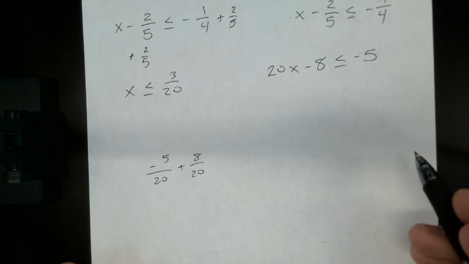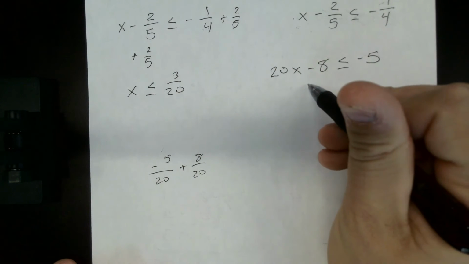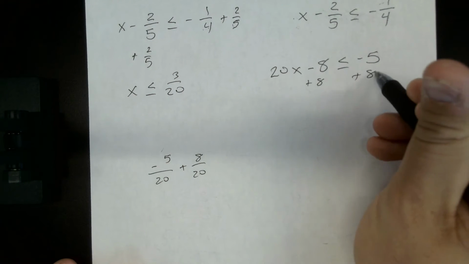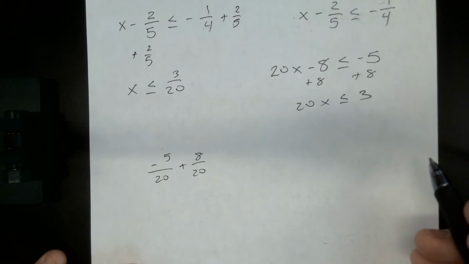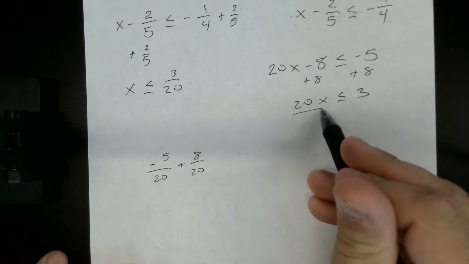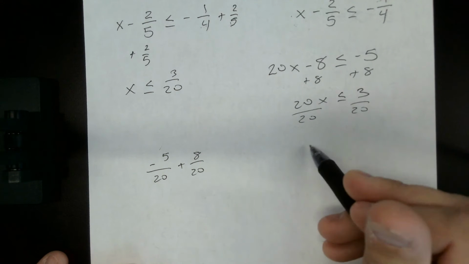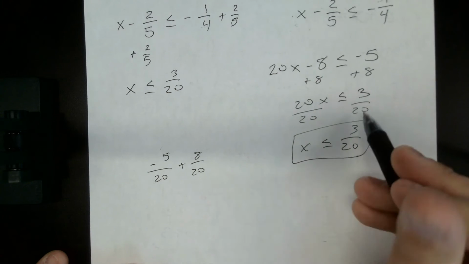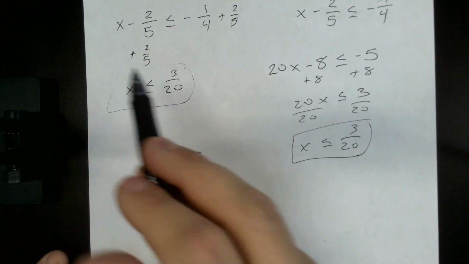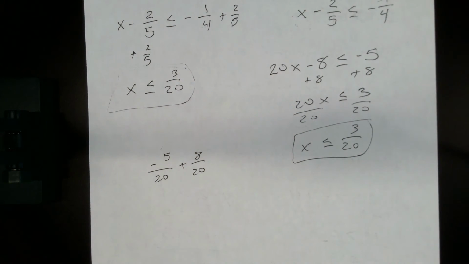Here, solve this one for me, Dre. Add 8. Okay, now what? So we get x is less than or equal to 3/20. Is that the exact same answer? Yeah, either way, I mean, you guys have calculators, so honestly, it shouldn't be very hard to be able to add or subtract fractions, right?